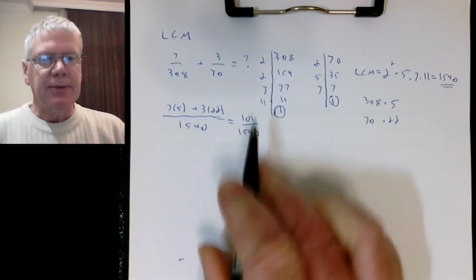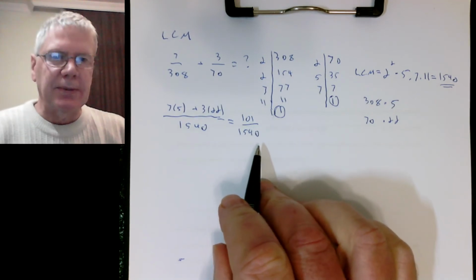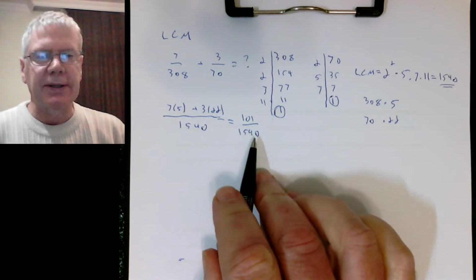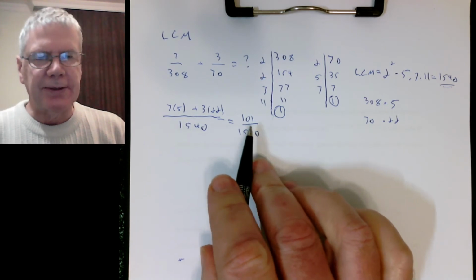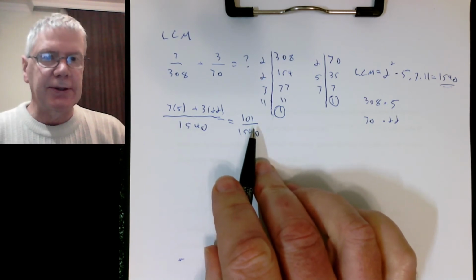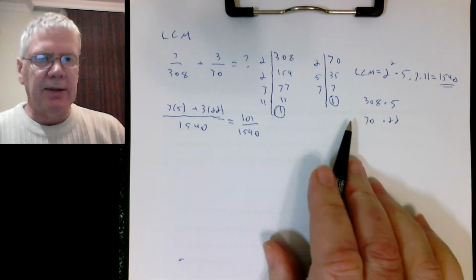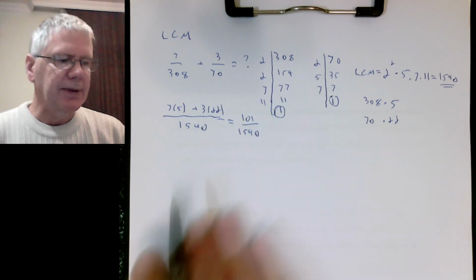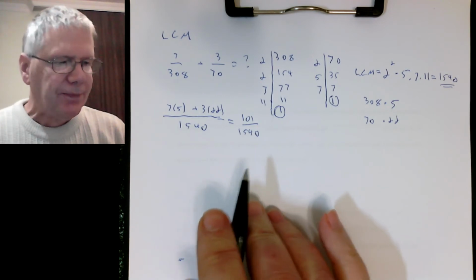1540. Sometimes when you're done, you'll still not be in lowest terms, even if you use the least common multiple. That can happen in certain types of problems, so you should check that this is in lowest form. But 101 is prime, so this is actually in the lowest terms. So that's an example of using the least common multiple to find a common denominator to add 2 fractions. These numbers are a little bit larger than what we did on the whiteboard.